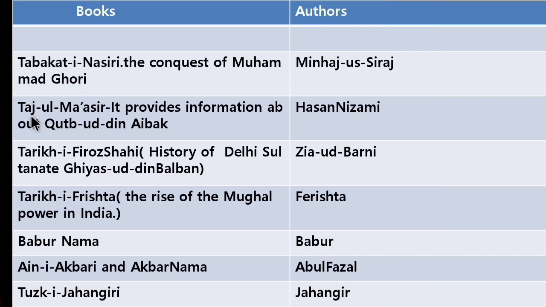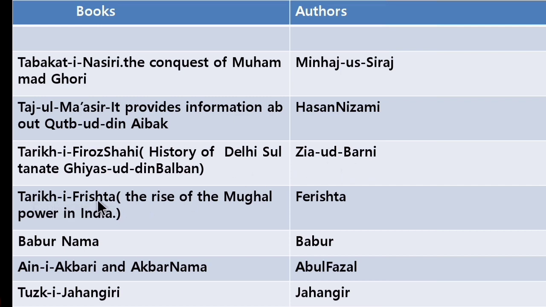So next is Taj-ul-Ma'asir. Taj-ul-Ma'asir provides details about Qutbuddin Aibak. He was the first Delhi Sultan and the slave of Muhammad Ghori. So don't forget this. This Taj-ul-Ma'asir book was written by Hasan Nizami. Next is Tarikh-i-Firoz Shahi. It provides details about the Delhi Sultan Ghiyasuddin Balban. It was written by Ziauddin Barani.